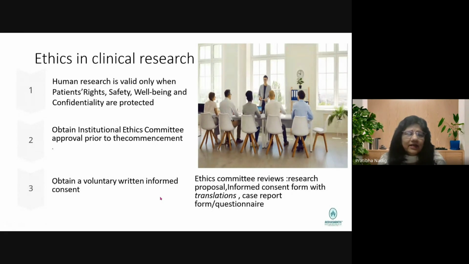So unless the ethics committee goes through the proposal, however small the proposal is, you will not be allowed to take it up. And one thing I must tell you is that this review by the EC or scientific committee adds a lot of value to your research because you will get a lot of suggestions.